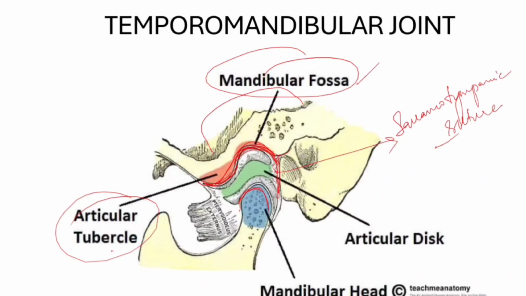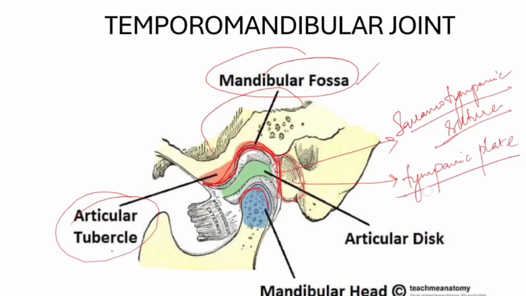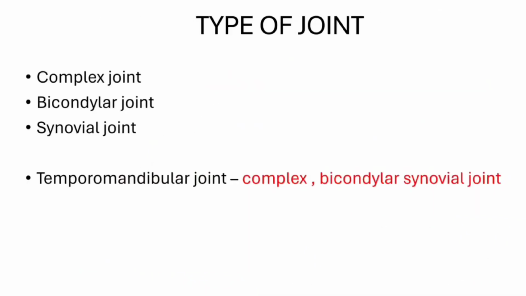And behind the superior articulating surface, behind the squamotympanic suture, a small area will be present. This area is known as the tympanic plate. So this tympanic plate serves as a non-articulating part of the temporomandibular joint. It can be asked as an MCQ: which is the non-articulating part of the temporomandibular joint? The tympanic plate.